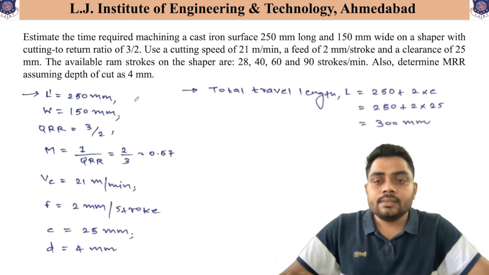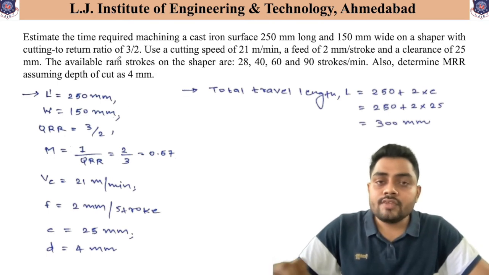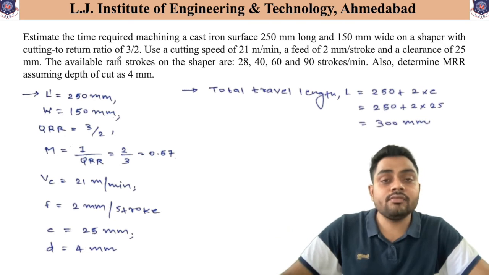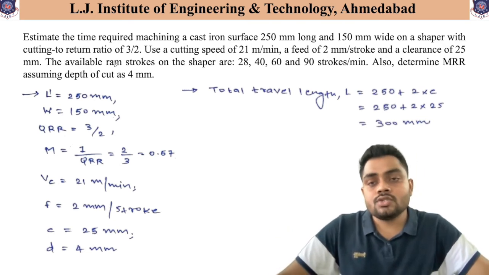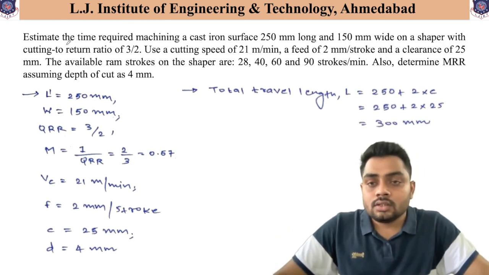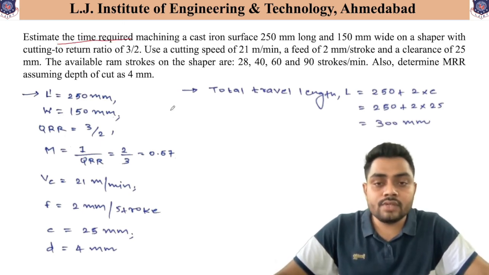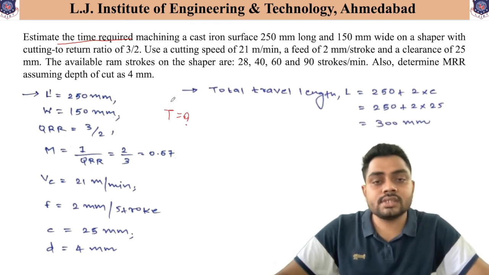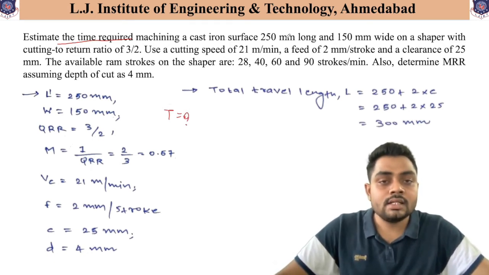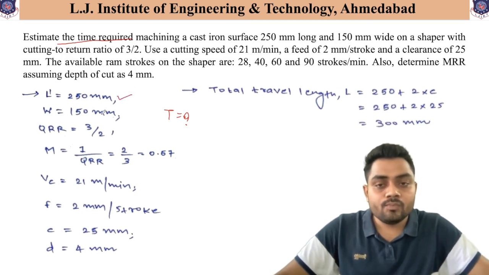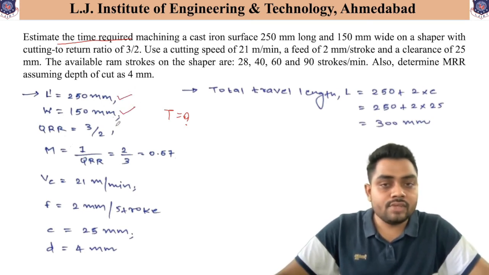So in this second example, similarly, first we will write all the given data and then we will check which data we need to find. Here it is mentioned to estimate the time required. That means we need to find the machining time required. So this is the first thing required. Here the surface is given as 250 mm long, so the length is 250 mm. The width given is 150 mm.